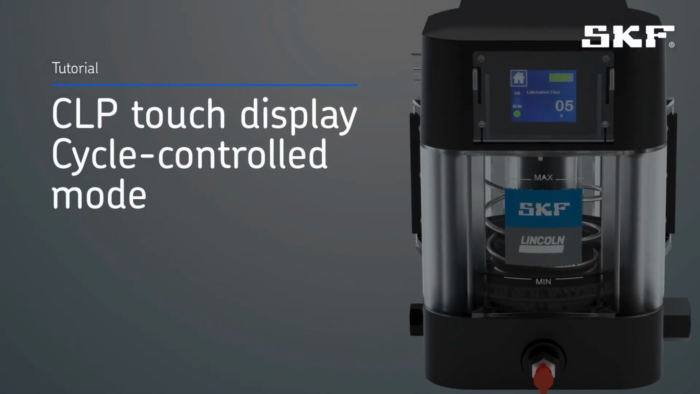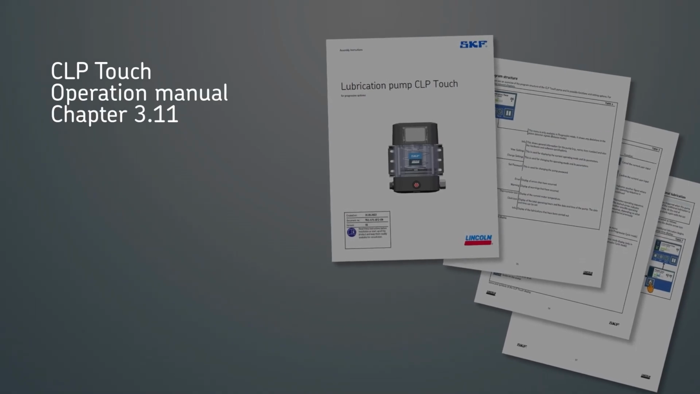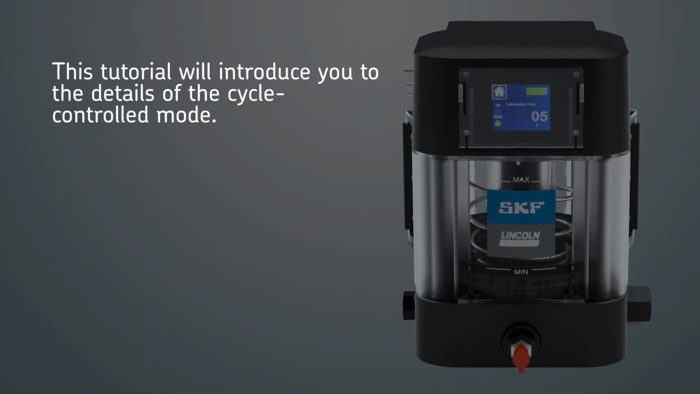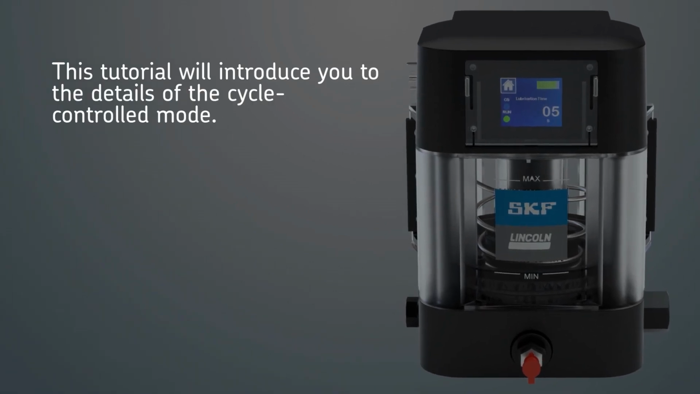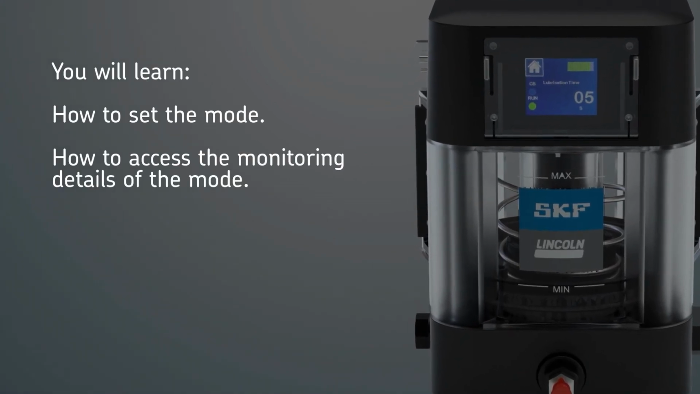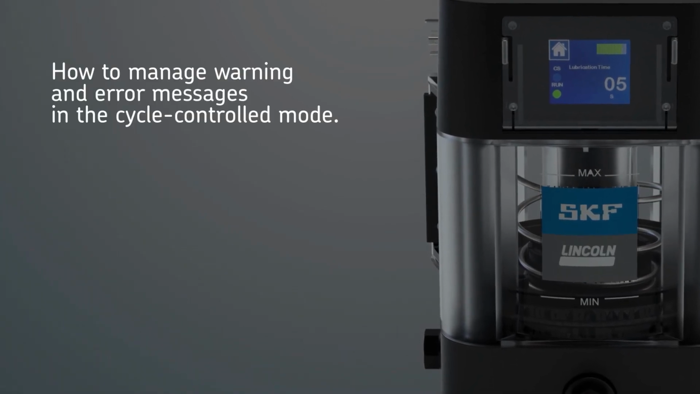Tutorial: CLP Touch Display Cycle Controlled Mode. The tutorial refers to the CLP Touch Operation Manual Chapter 3.11. This tutorial will introduce you to the details of the cycle controlled mode. You will learn how to set the mode, how to access the monitoring details of the mode, how to manage warning and error messages in the cycle controlled mode.